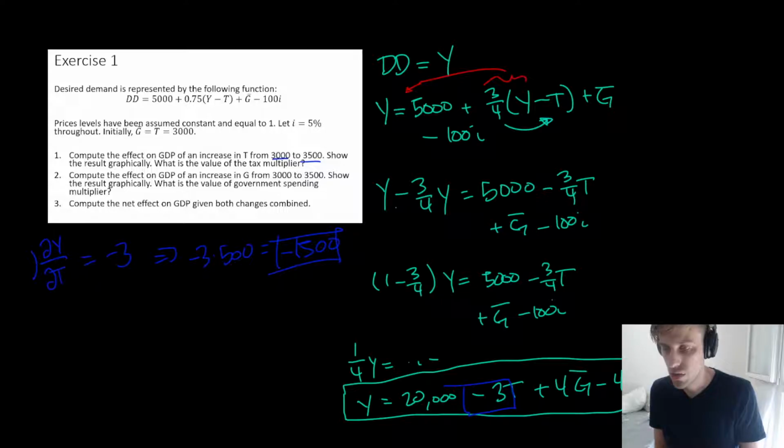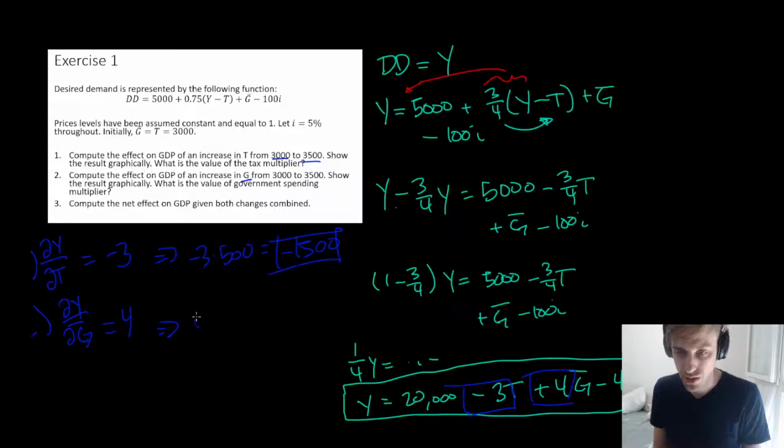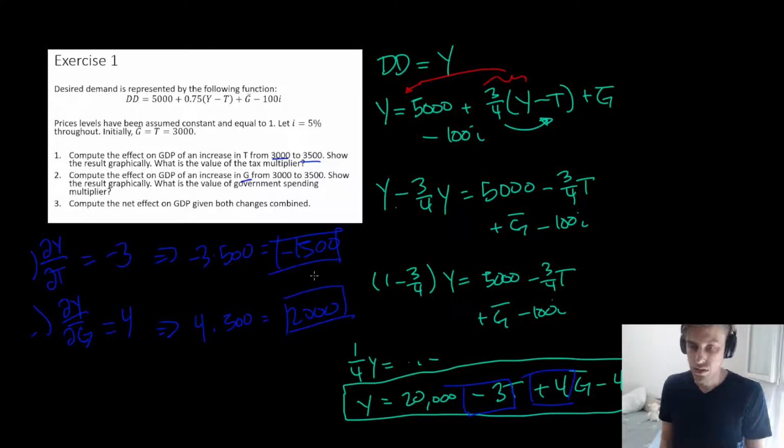For number 2, it's asking us the same question with respect to G. So dY/dG bar. And again, we just read off the coefficient, and that will be plus 4. And then that's a 1 unit change. We want to know a 500 unit change, so that will be 4 times 500, and that will equal 2,000. And we're done. Now it wants to know the net effect on GDP of both changes.